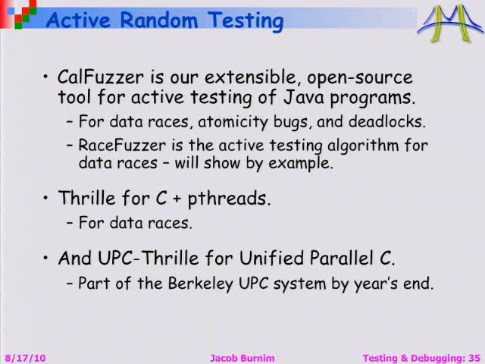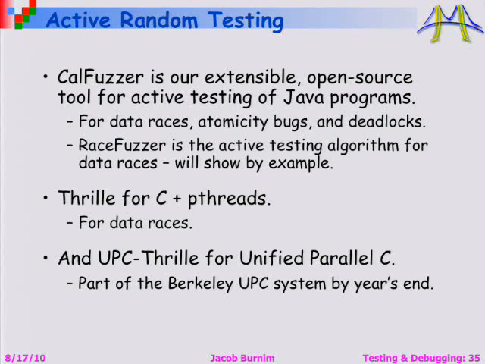Also, for C and Pthreads, we have a tool called Thrill. Right now, it just works for data races, though we're working on adding more capabilities to it. It has some other features for simplifying buggy executions to make them easier to debug, which I'm not going to have time to talk about today. Another exciting development, since you just had a talk about UPC, is that we're also developing a version of Thrill that will work for Unified Parallel C. We're hoping it will be part of Berkeley's UPC distribution by the end of the year.